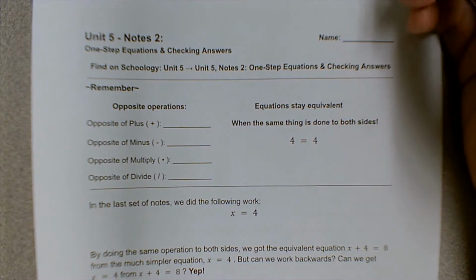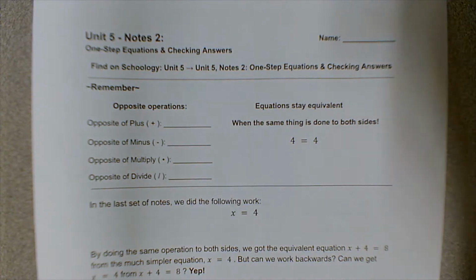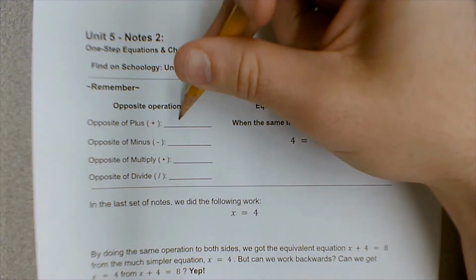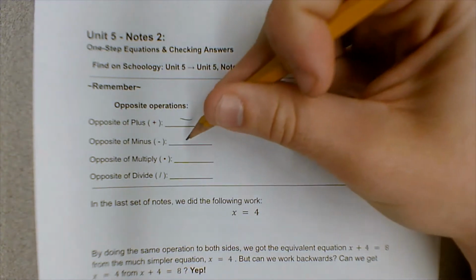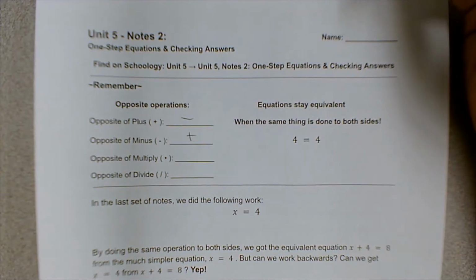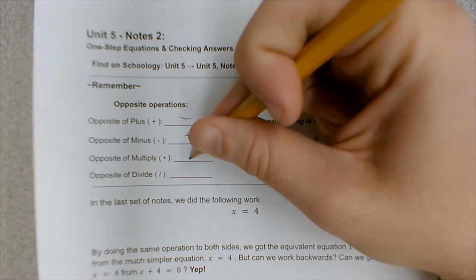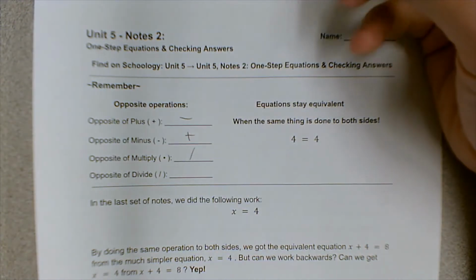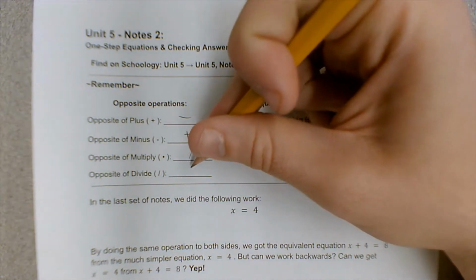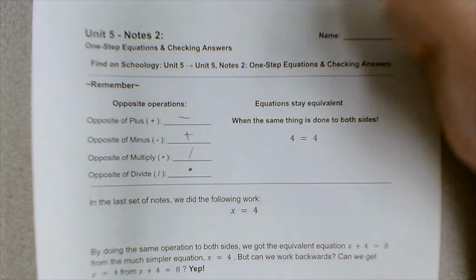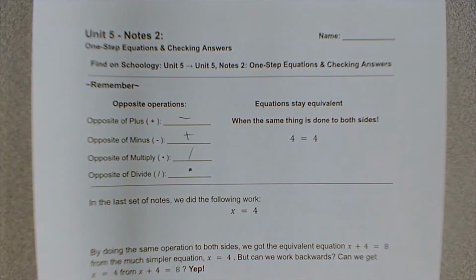We got to remember our opposite operations. So for example, the opposite of plus is going to be minus. The opposite of minus, well, that's going to be plus. Opposite of multiply is going to be divide, and I'm going to use a slash to represent divide. And then the opposite of divide is going to be multiply. I'm using a dot like that to represent multiply.